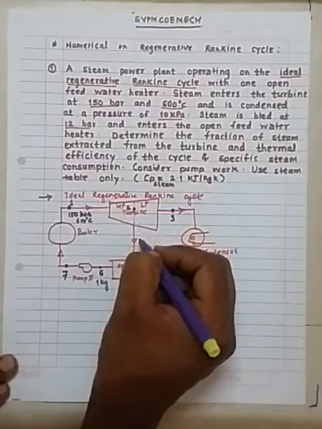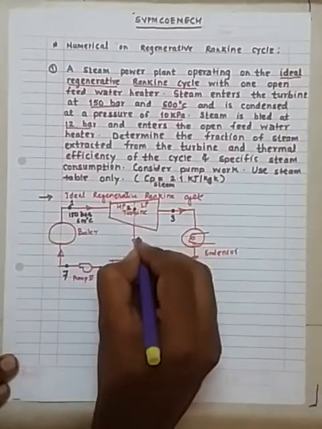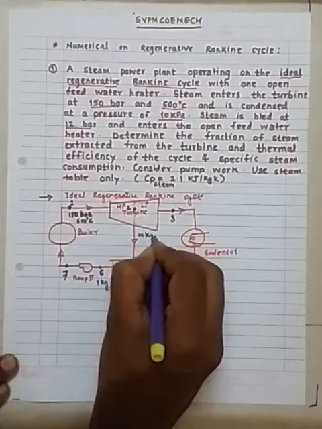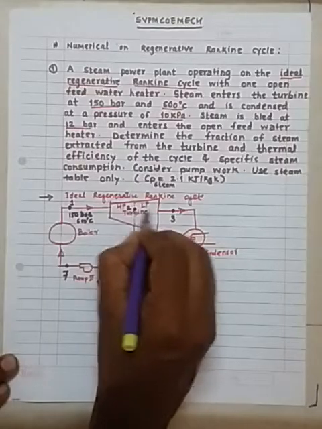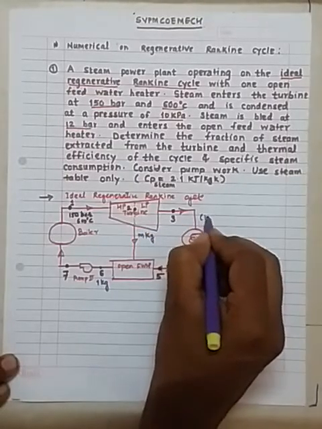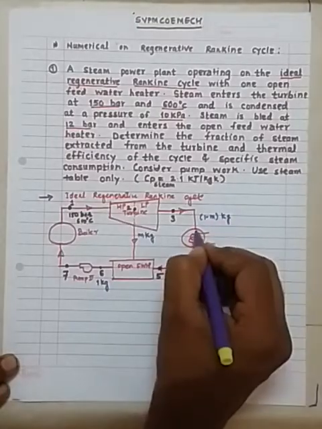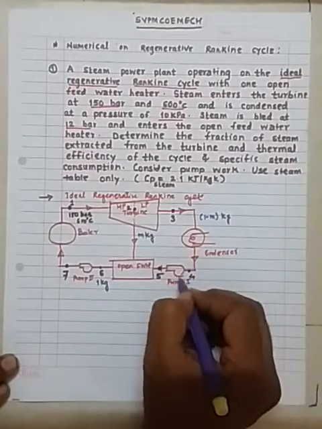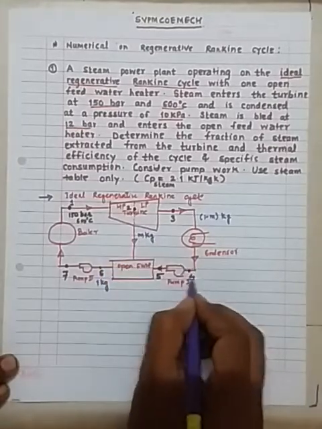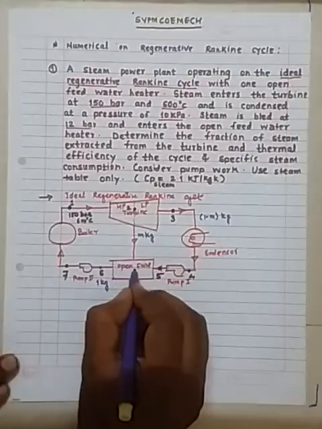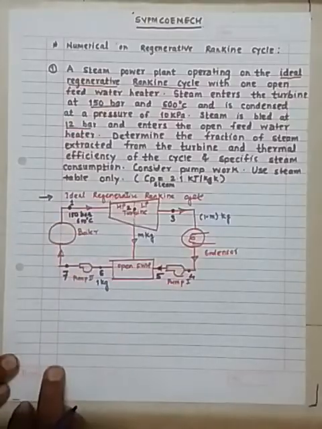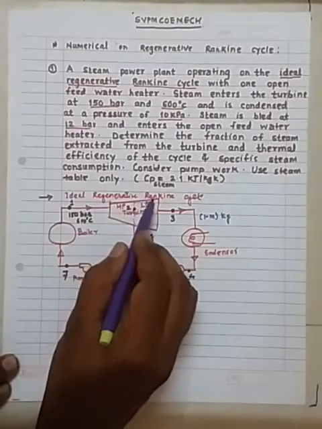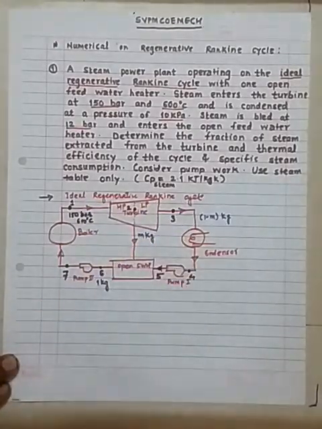But at this point a certain amount of steam we are bleeding, that is, I am considering m kg. So the remaining 1 minus m kg steam we are expanding through this LP turbine, and the same 1 minus m amount of steam is also flowing through the condenser and pump 1, and then this m kg and this 1 minus m kg steam mix with each other in this open feed water heater, and the cycle goes on continuing. So this is the ideal regenerative Rankine cycle.